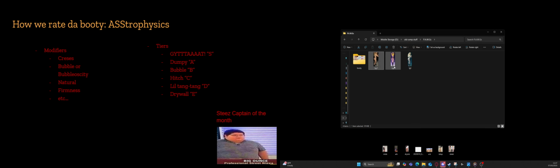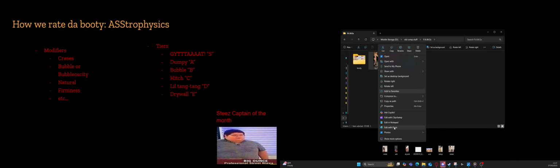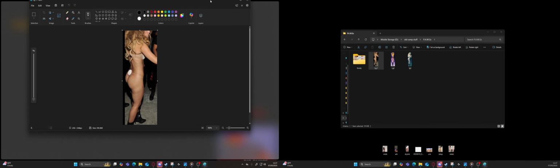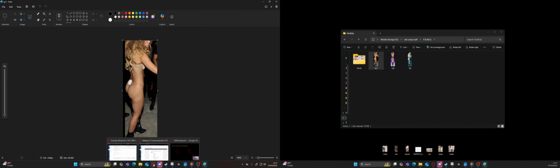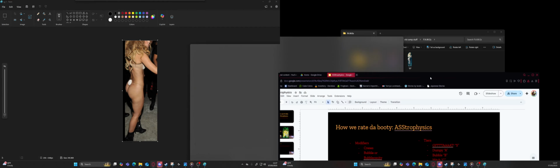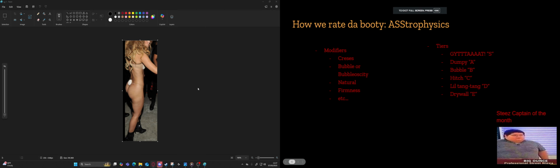We're going to actually go back into Paint here. We're going to go back into Paint over here, and we're going to be looking at things now and putting them more in perspective, getting an actual idea of the things we're talking about. So we look at Lady Gaga here. What would you say this ass shape is?